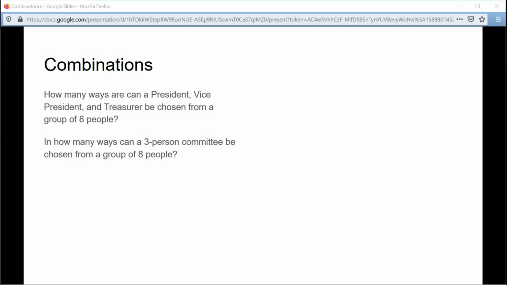Okay, so combinations. How many ways can a president, a vice president, and a treasurer be chosen from a group of 8 people? And how many ways can a 3-person committee be chosen from a group of 8 people? Guys, note that there are 3 people. There's a president, there's a vice president, and there's a treasurer. So you have to choose 3 out of the 8.